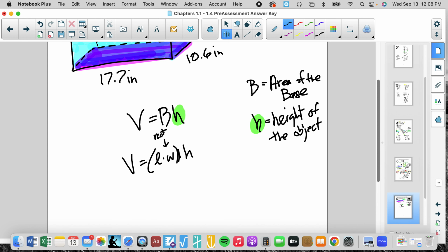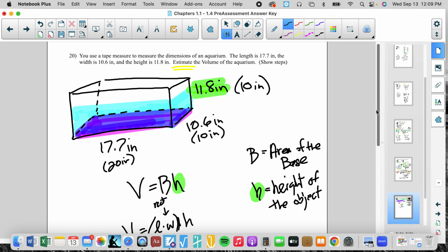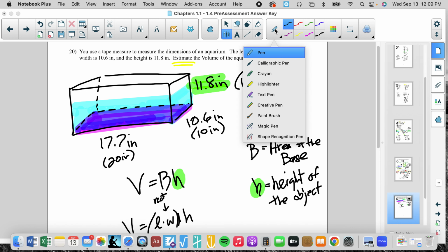So length times width. I'm going to start creating some estimated distances. 17.7, I'm going to make 18 inches. 10.6, I'm going to keep it 10 for easy purposes. 11.8, let's do this. Let's change that to 20 inches. Let's change this to 10 inches because we can estimate. We've got some flexibility here, and I want to be able to not have to use a calculator. So we'll use those values. Everybody okay with that? Good.